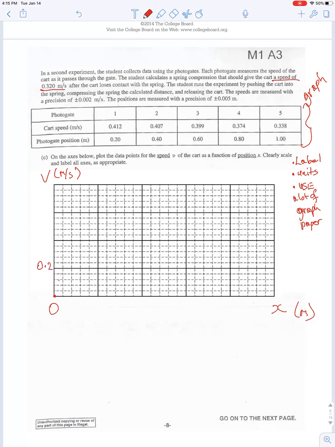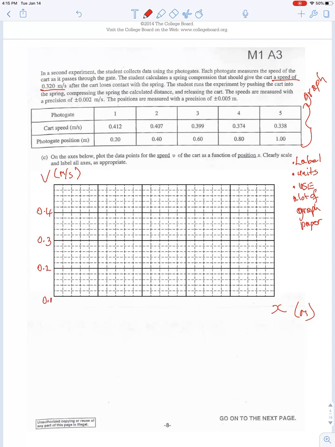Oh, I know how to fix this. I start this from 0.1. So this would be my 0.1. And this is my 0.2. This is my 0.3. And this is my 0.4. Hey, fixed it. Awesome.